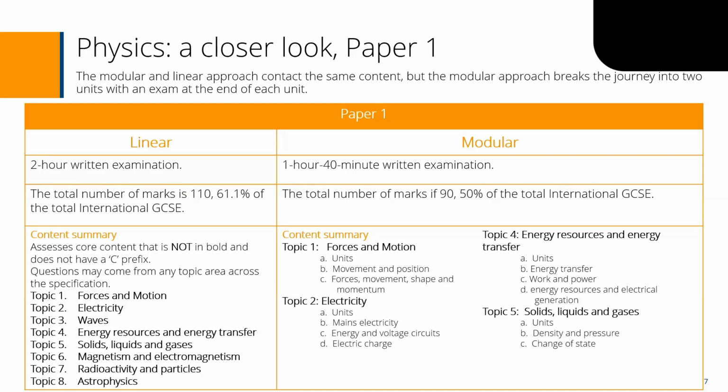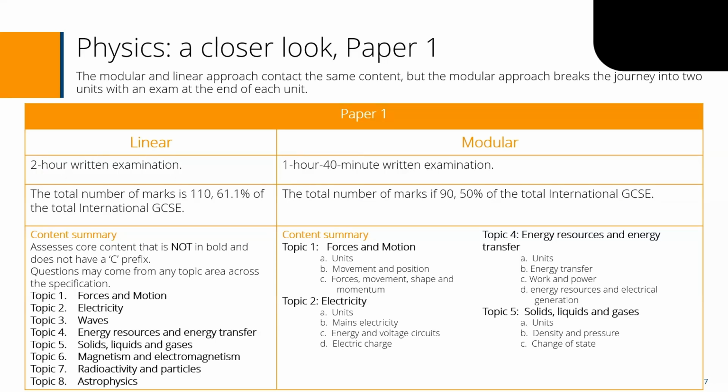So the linear specification is structured in a way where all topics can be assessed in both exam papers. As you can see here, this is looking at paper 1, and looking down the linear route, there's a 2-hour exam, and it looks at all 8 topics: forces and motion, electricity, waves, energy resources and energy transfer, solids, liquids and gases, magnetism and electromagnetism, radioactivity and particles, and astrophysics. Whereas if you compare that with paper 1 of the modular, it looks at 4 of the topics: 1, 2, 4 and 5, as listed there in that first modular paper.